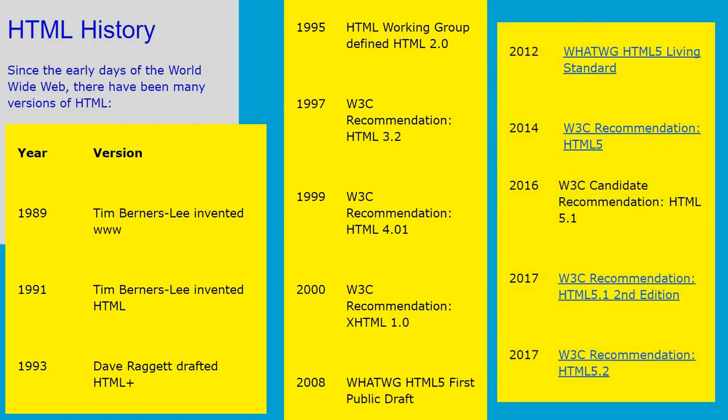Now we are going to have a very small discussion on the history of HTML. HTML was developed by Berners-Lee, who invented the World Wide Web, as we know, in 1991, and then the progress went on. In 1993, Dave Raggett drafted HTML+. In 1995, the HTML Working Group defined HTML 2.0. In 1997, W3C recommended HTML 3.2. In 1999, W3C recommended HTML 4.01.